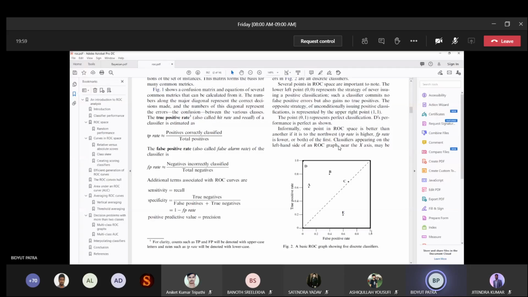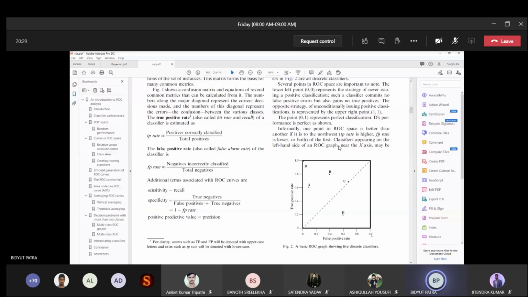So what essentially we want is that the false positive should be very low. Therefore, we should have the false positive value close to 0. And then true positive should be quite high. So we should want a classifier which is located within this region, not the region which is far away from 0, 1.